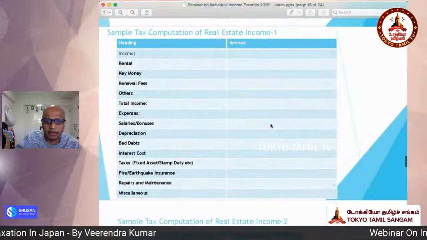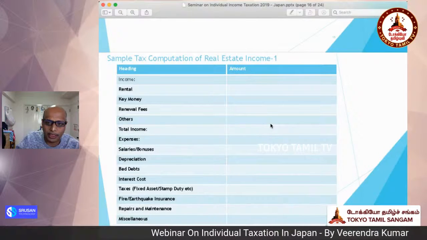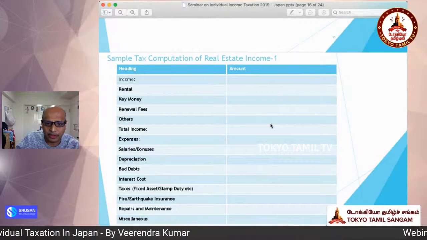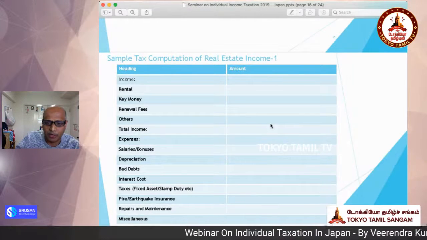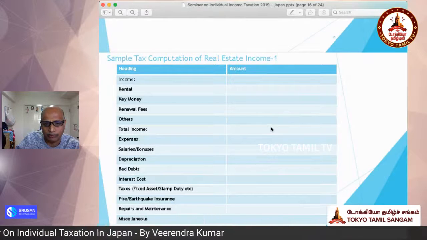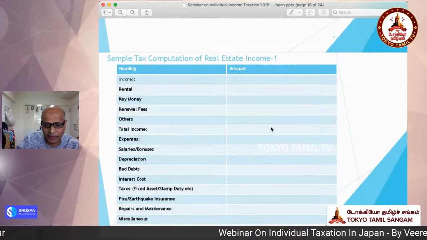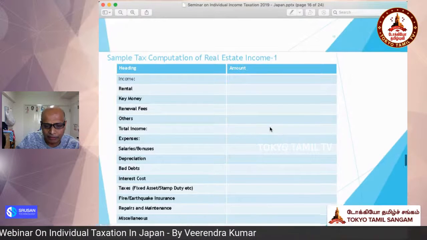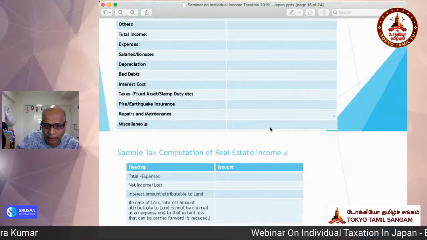I see many cases where Indians buy houses and give them on rent and generate real estate income. In such a case, that real estate income also needs to be offered for tax in Japan. So this statement shows what income they have from real estate and what kinds of expenses they can claim under real estate income, and the balance needs to be reported as part of the aggregate taxation along with salary and other employment income.